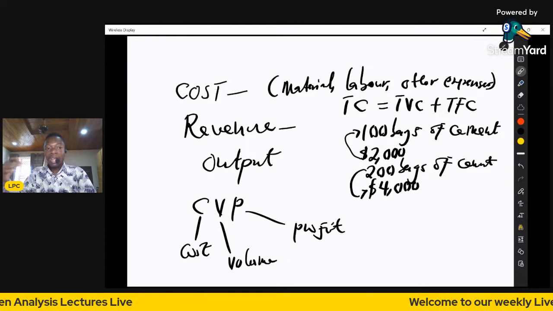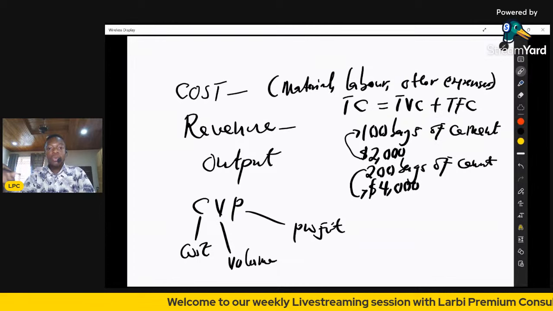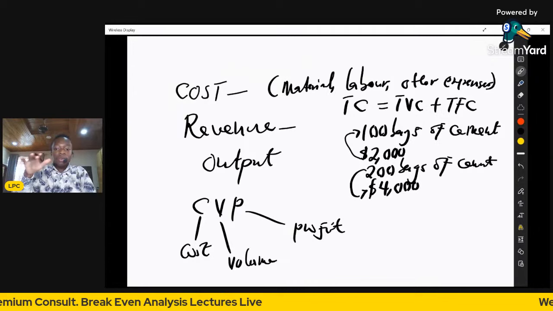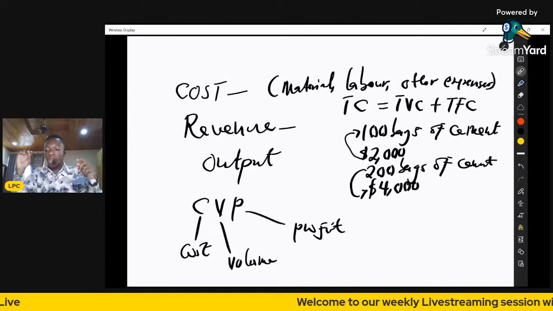So that is the nature of a fixed cost. Total fixed cost is a cost that is constant and doesn't change with the level of output. Whether we produce 100 bags, or 200 bags, or 300 bags, or 400 bags, the same amount of fixed cost is going to be incurred throughout these levels of sales. That is the nature of a fixed cost. It doesn't change with the level of output or sale.